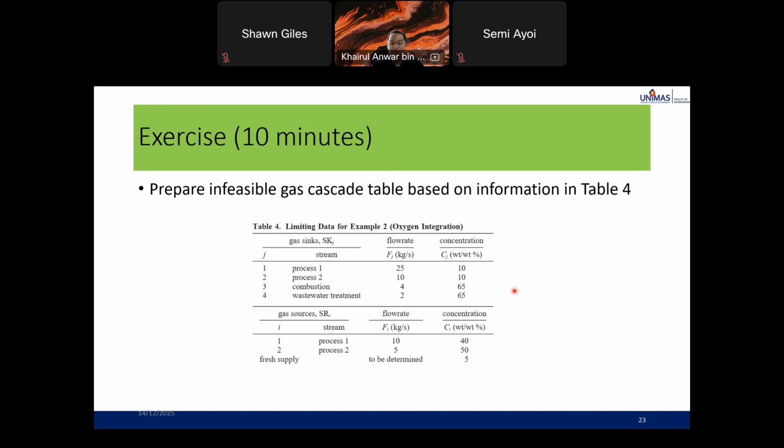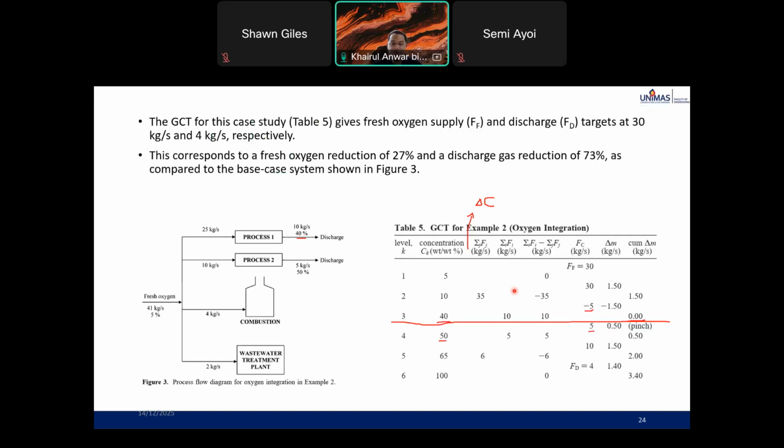Okay, I put it in, edit the exercise which you need to do.